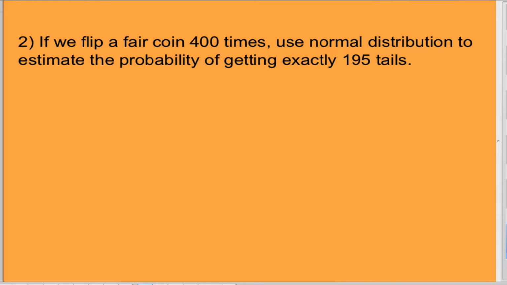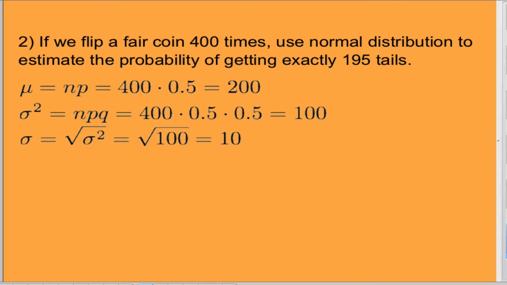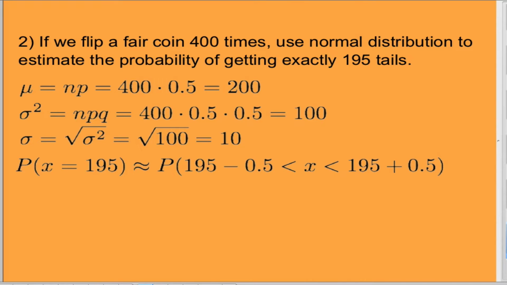Now the same problem, but this time we want to use normal distribution to estimate the probability of getting exactly 195 tails. First, we compute the mean and a standard deviation. Now, probability that x is equal to 195, we're going to add 0.5 and we're going to subtract 0.5.